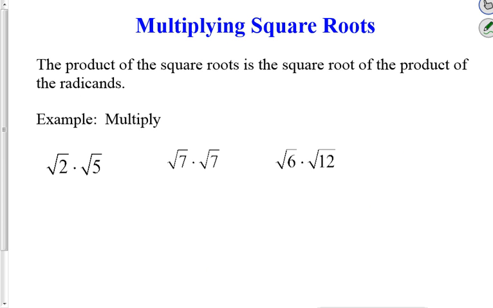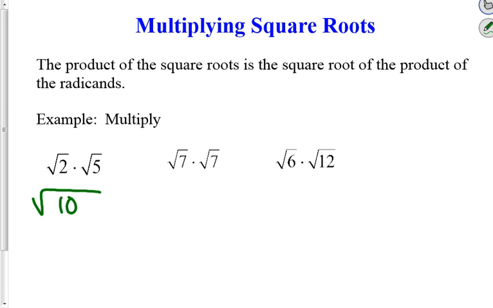All right, next, multiplying square roots. It says the product of the square roots is the square root of the product of the radicands. All right, 3 examples. The first one is the square root of 2 times the square root of 5. Well, ready? The product of the square roots is the square roots of the product of the radicands.